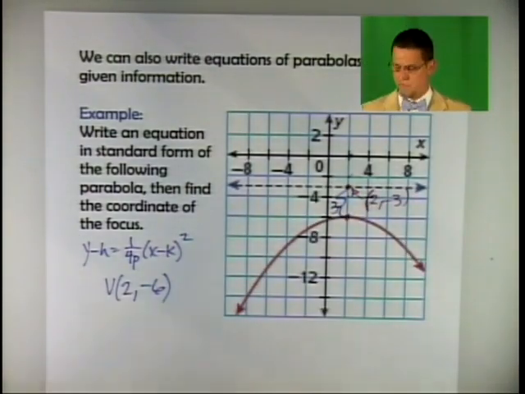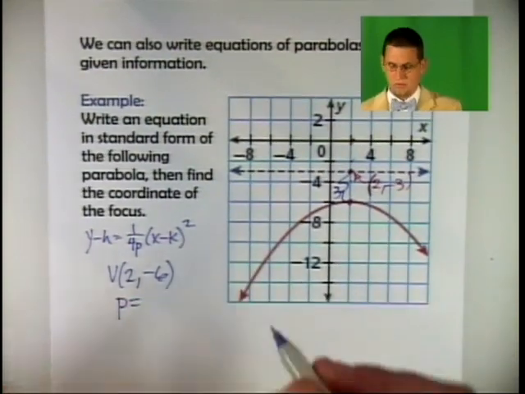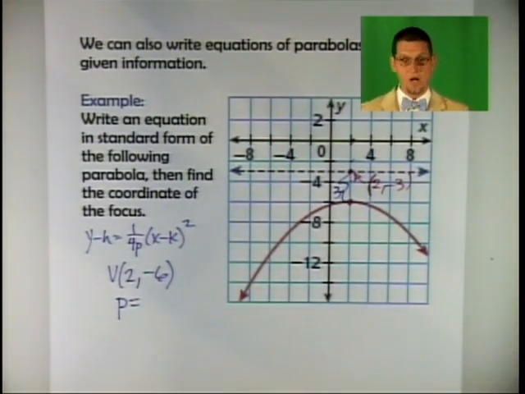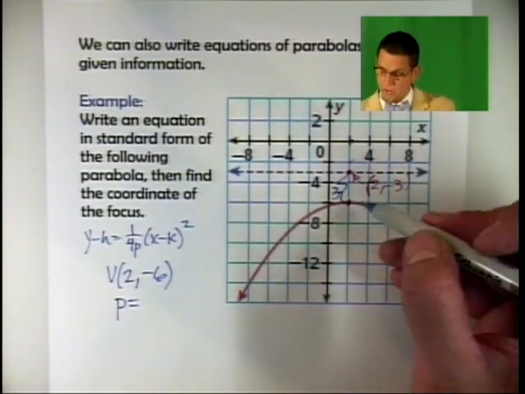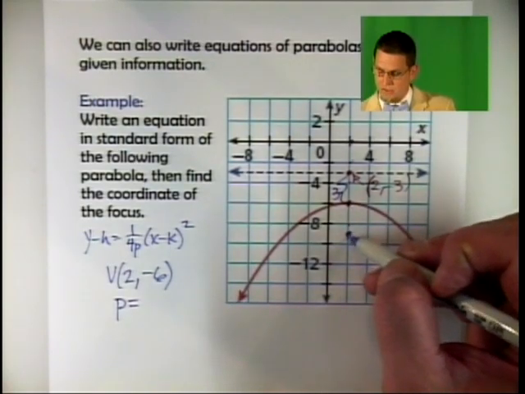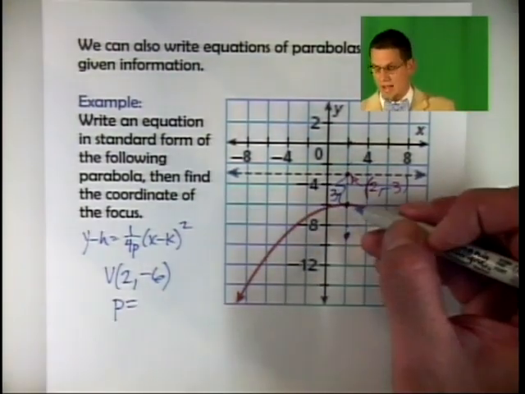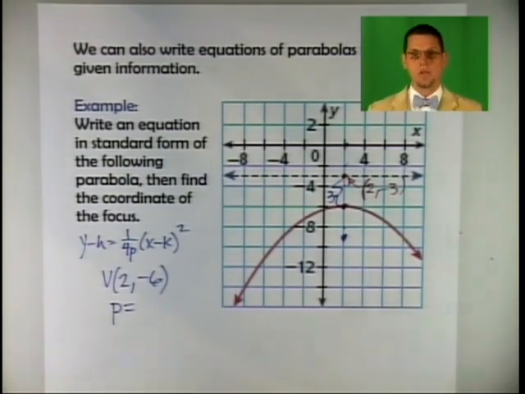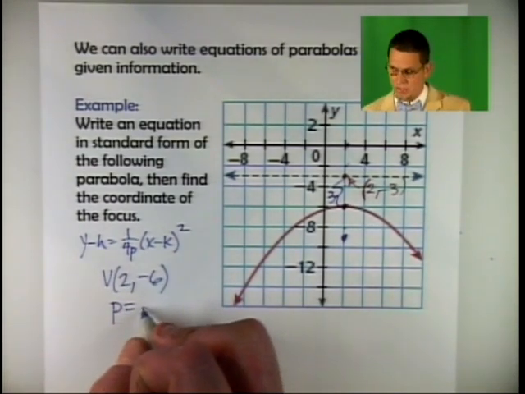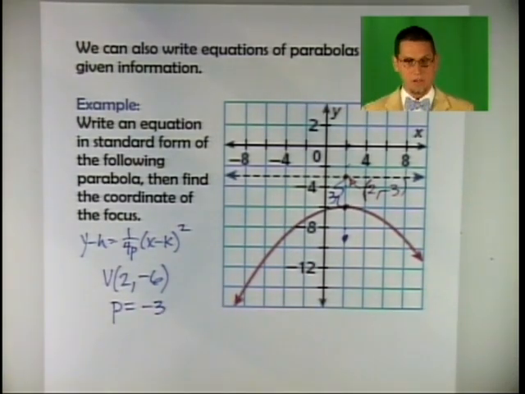Now, is it positive or negative, my p-value? Well, it's the directed distance from the vertex. So if I wanted to sketch the focus, I'd have to go down 2 plus another 1, which would be there. And I had to go down to get there, so that would be negative. Or you could say it's opening down, so it's negative. So p is really negative 3. And that's the number one thing that most students kind of overlook, the sign of p, because you have to interpret that yourself. Opening down or to the left, it's negative. Opening up or to the right, it's positive.